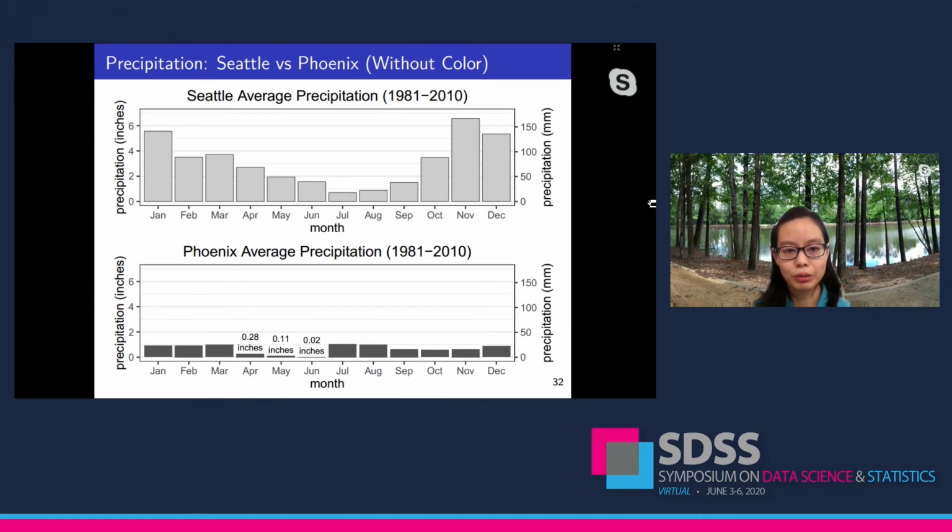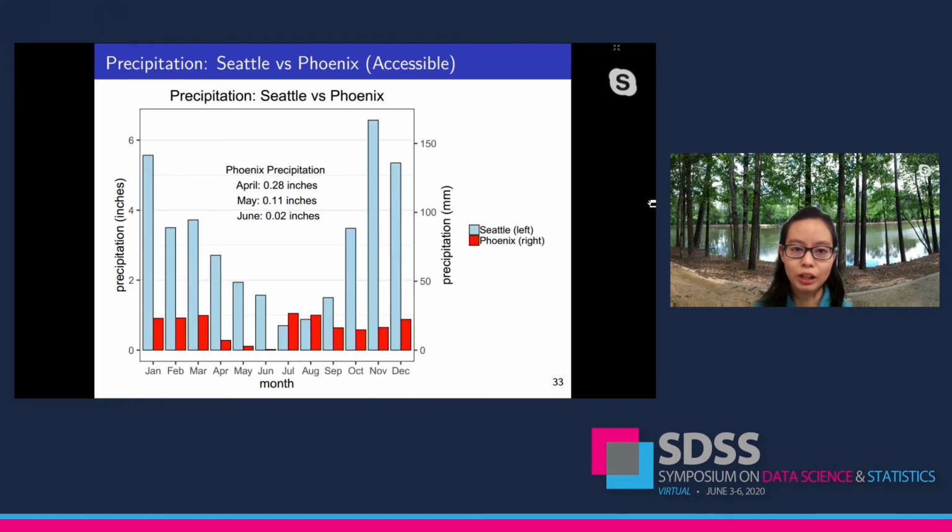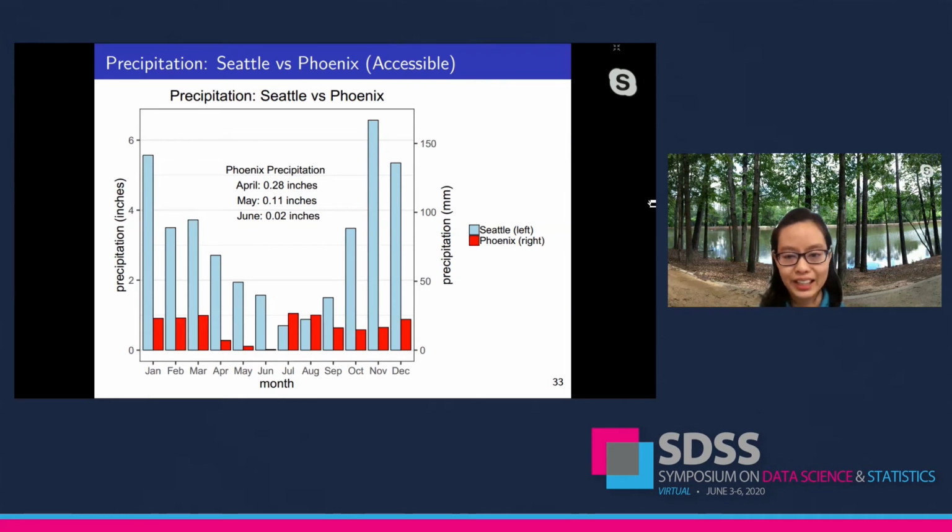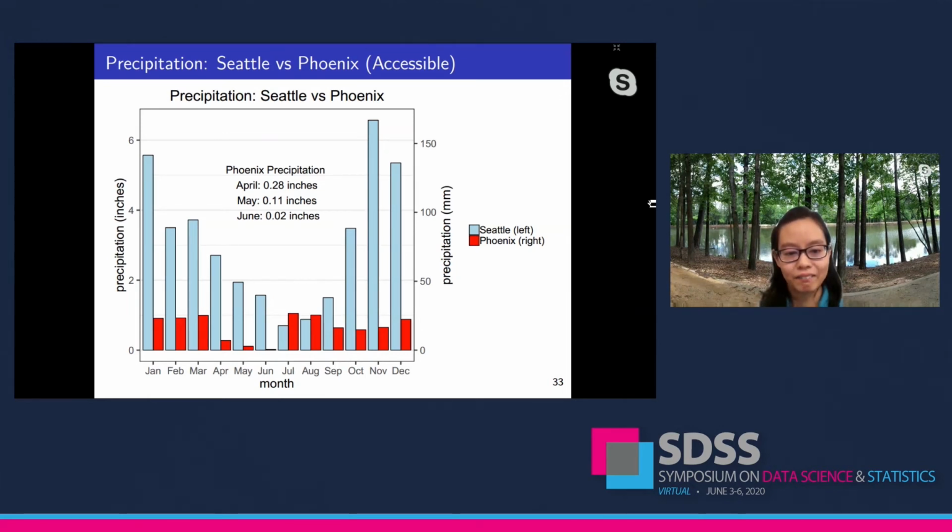And if we want to compare the precipitation month by month, we can also do it this way. So we can directly see that Seattle has much higher precipitation than Phoenix, except for July and August, when Phoenix rains more because of the thunderstorms.